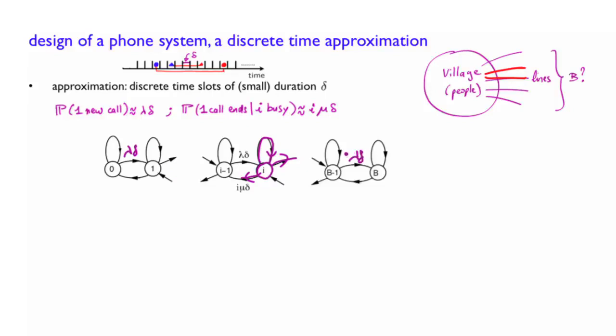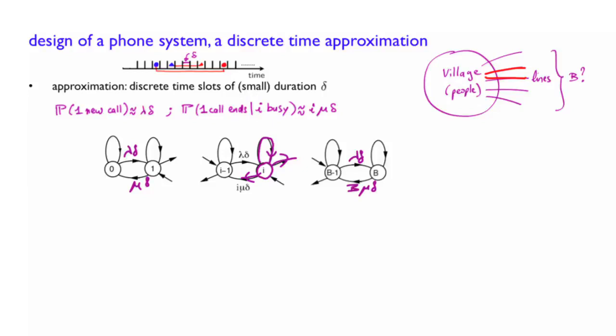How about phone call terminations? If we have i phone calls that are currently active, the probability that one of them terminates becomes i mu delta. So here it would be mu delta, and here b mu delta. Now let us analyze this chain. It has the birth and death form that we discussed in the previous lecture.